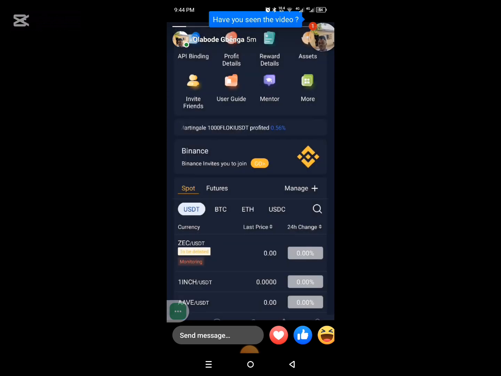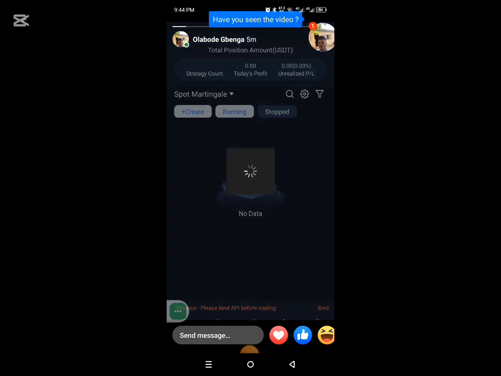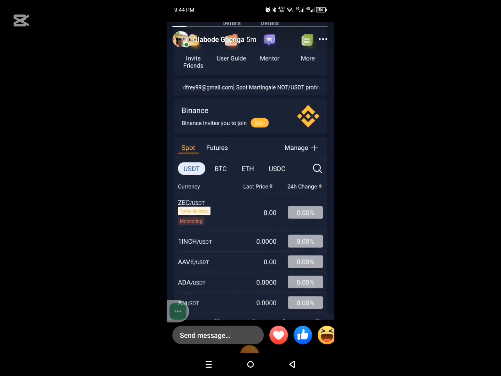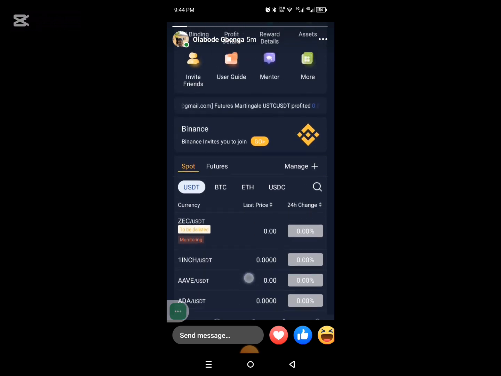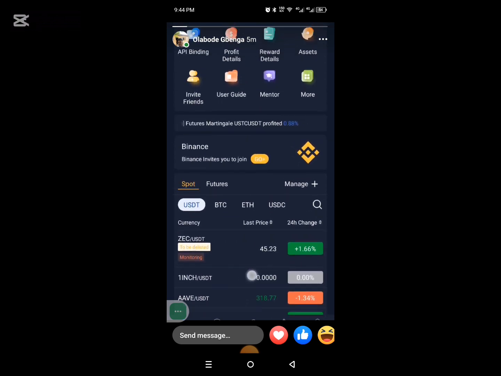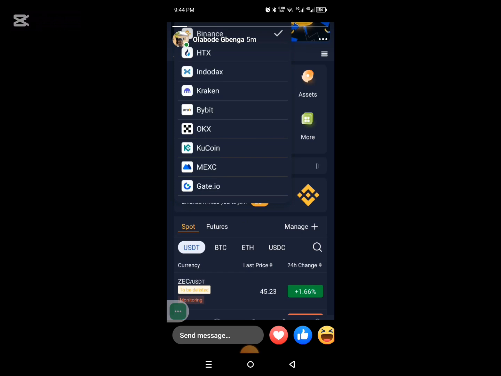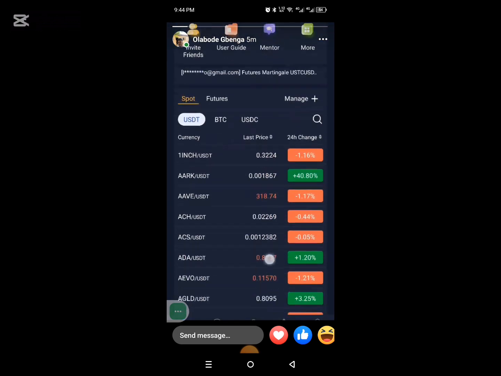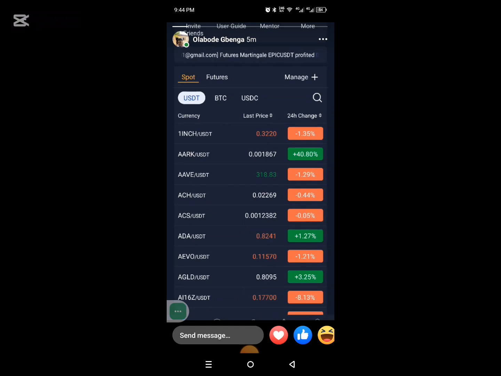Assuming I bought my Bybit, you can see it's showing me here that you have to buy your Bybit. I cannot trade on that because I'm not buying them. So I have to choose the exchange I want to use. So let me choose Bybit. So here's what I buy with this account. These are the coins.